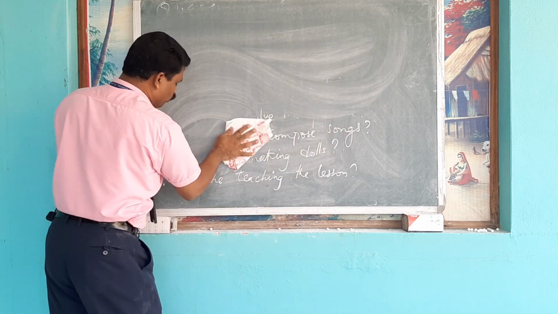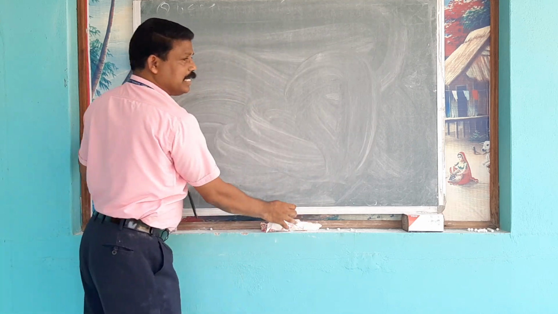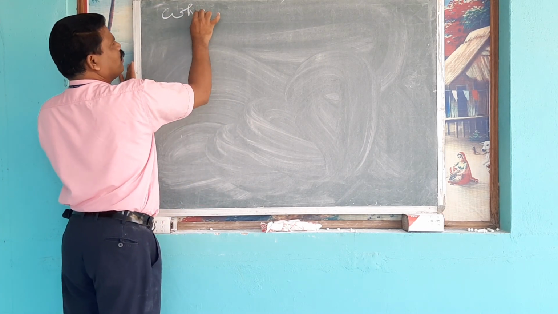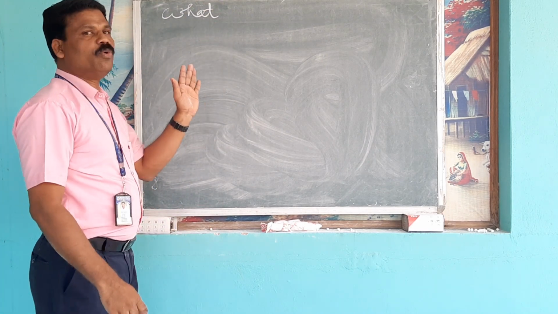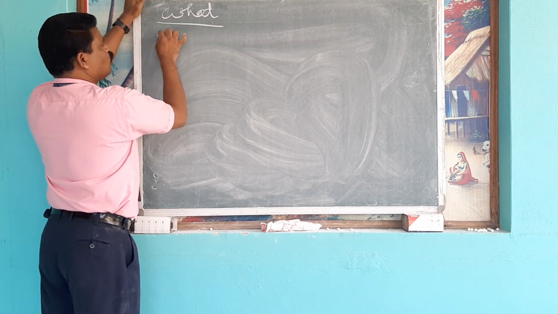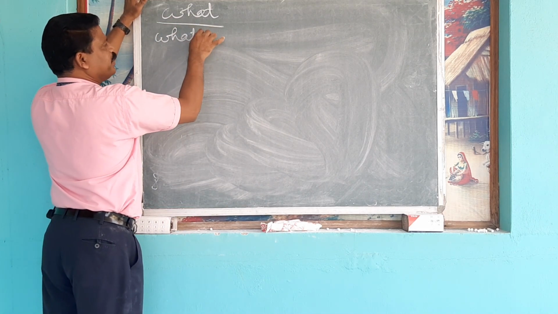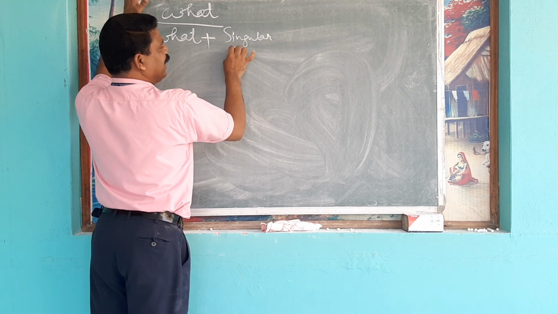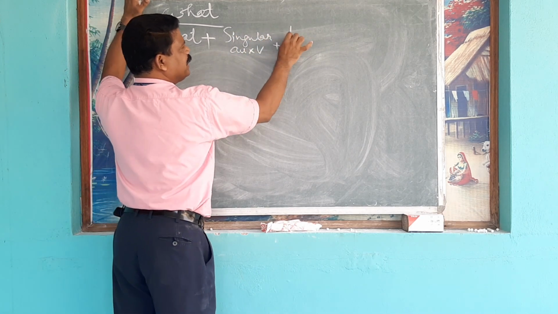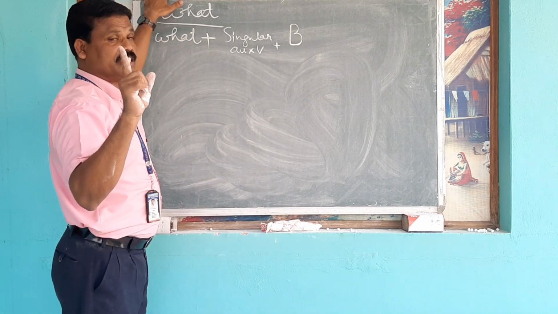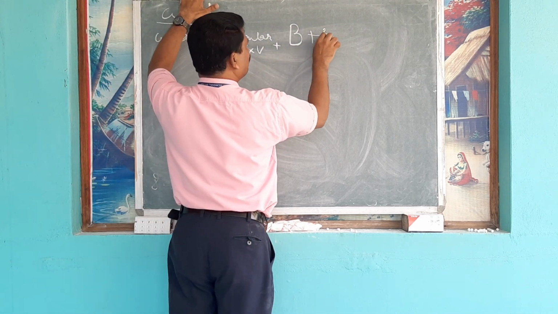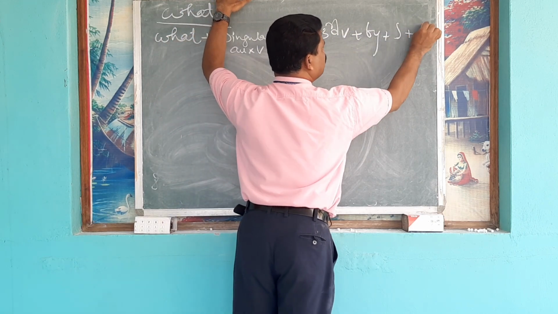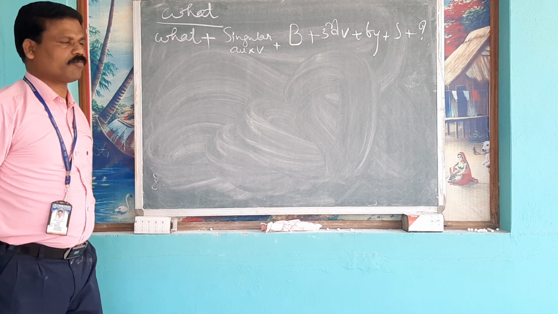Next, we are going to discuss how the sentences that begin with what can be changed into passive. So first you have to write what, then singular auxiliary verb, then be, being, been if necessary, then third verb, by plus subject, plus question mark.